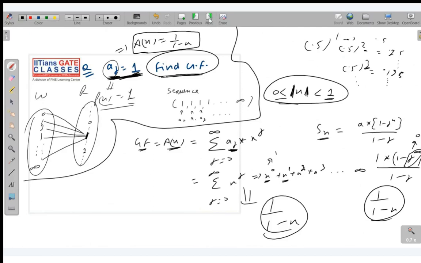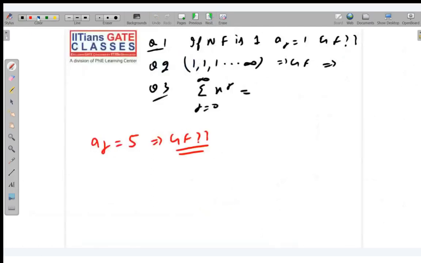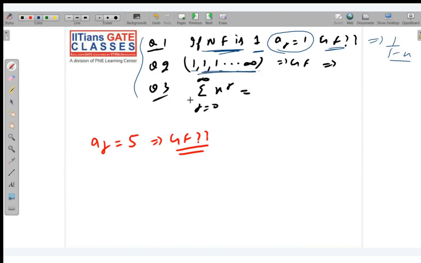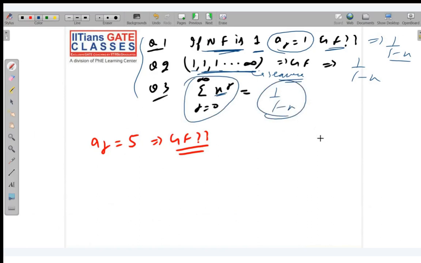Okay. So this type of question will be asked in GATE. Try to focus. If the numeric function is 1, they will simply say it like this, so indirectly a_r is equal to 1. What is the generating function? Simply answer 1 upon 1 minus x. They can say it like this also: 1, 1, 1 up to infinity. What is the generating function for the sequence? You will say 1 upon 1 minus x. They can say like this also: sum over r equal to 0 to infinity of x power r. What is the sum? The sum is 1 upon 1 minus x. All three questions are the same only.